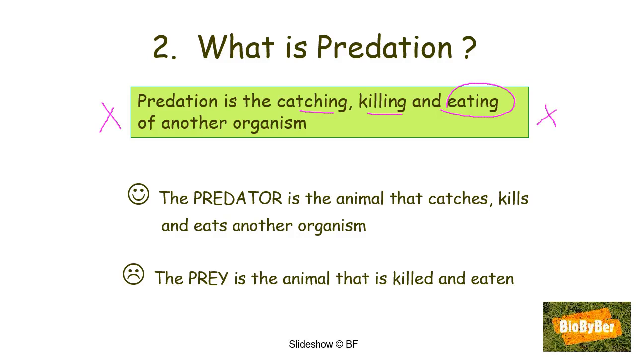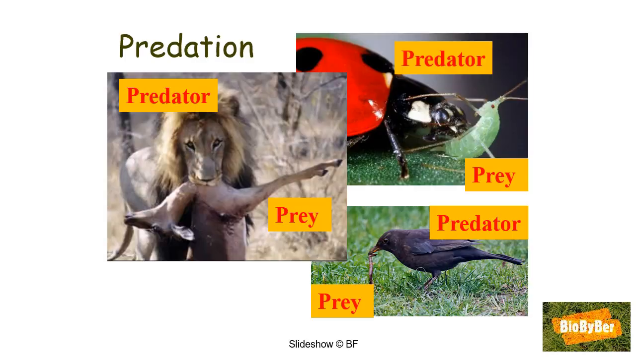Very important definition. The predator is the animal that catches, kills, and eats another organism, whereas the prey is the animal that is killed and eaten. These two terms are often confused, but there's no excuse. Sure, you'd pray for mercy. There are many examples of predators and their prey. The most obvious one is the lion and the poor antelope.